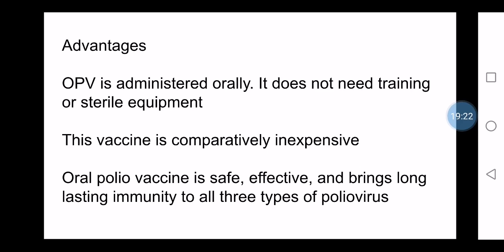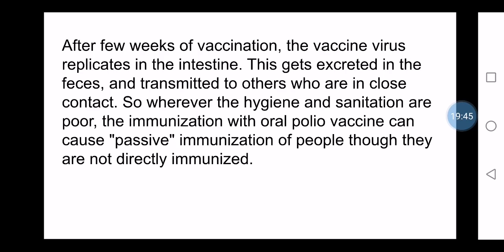This vaccine is comparatively inexpensive. When we compare to IPV, OPV is very cheap, and OPV is safe and effective, and it brings long lasting immunity to all the three types of polio virus. For all the three strains, strains 1, 2 and 3, it provides long lasting immunity. After a few weeks of vaccination, the vaccine virus replicates in the intestine.